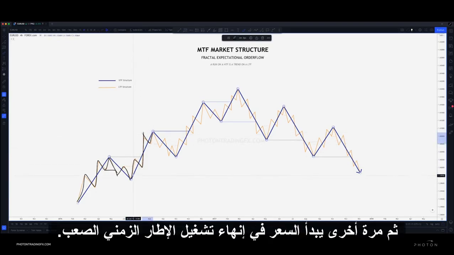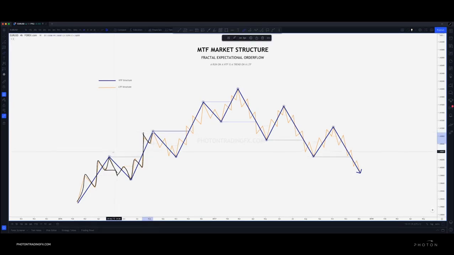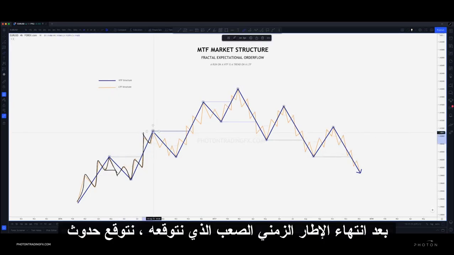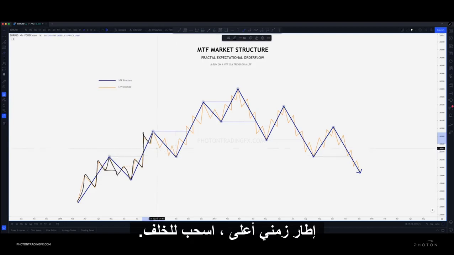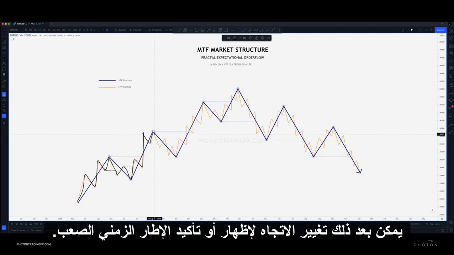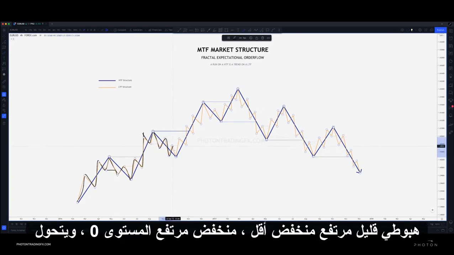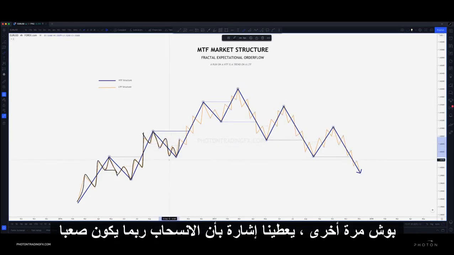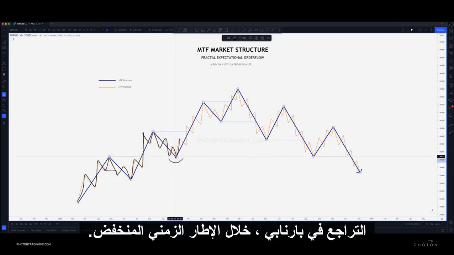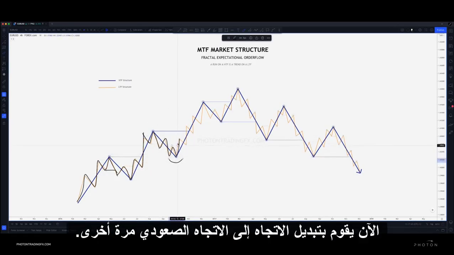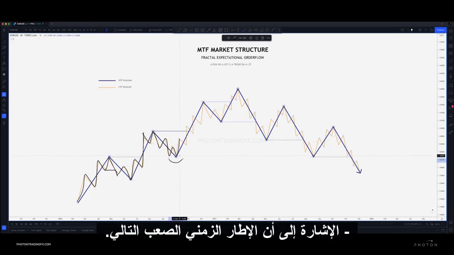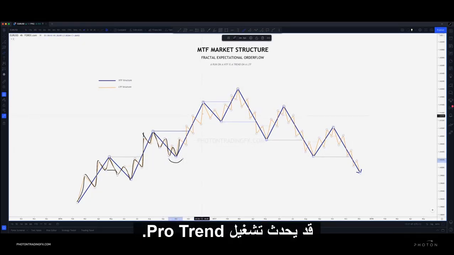And then again, price starts to end the higher time frame run. After the higher time frame break of structure, what do we expect? We expect a higher time frame pullback. Now, what can the lower time frames do? It can then change trend to show or confirm that the higher time frame pullback is now commencing. So the lower time frame now switches bearish, lower high, lower low, lower high, lower low, and then it switches bullish again, giving us a signal that the higher time frame pullback may be over. The lower time frame now switches trend to bullish again, giving us an indication that the next higher time frame pro-trend run may be happening.